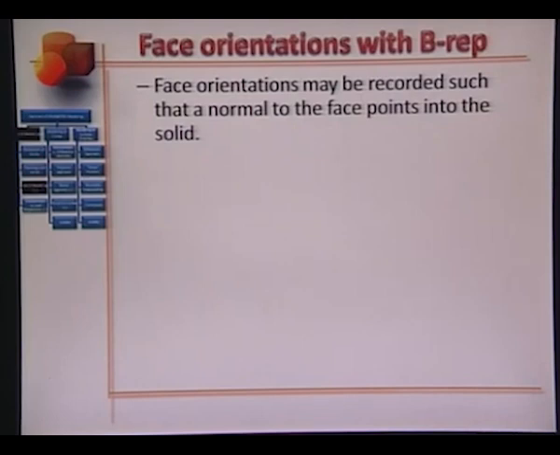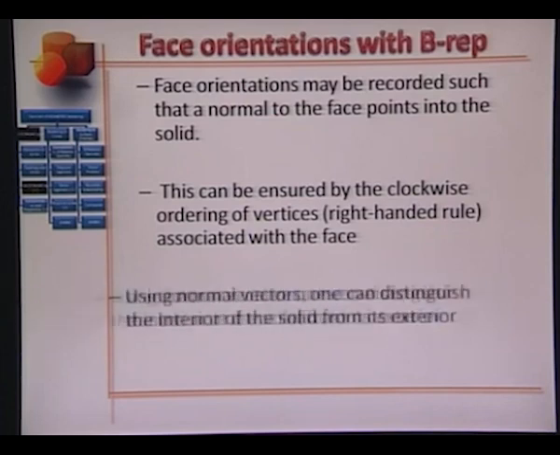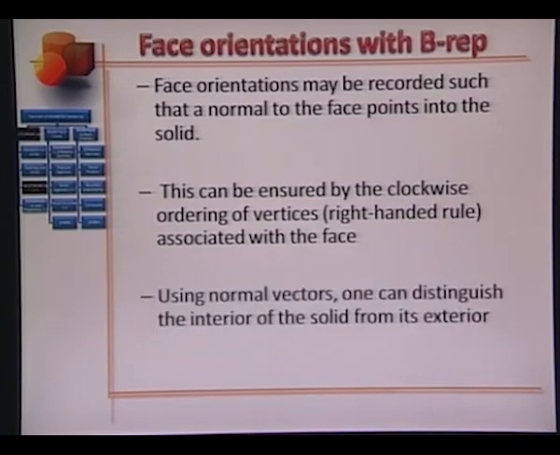How do we orient faces with the BREP approach? Face orientations may be recorded such that the normal to the face points into the solid. This can be ensured by the clockwise ordering of vertices using the right-handed rule associated with the face. We'll consider a few examples in a few minutes. Using normal vectors, it is possible to distinguish the interior of the solid from its exterior.